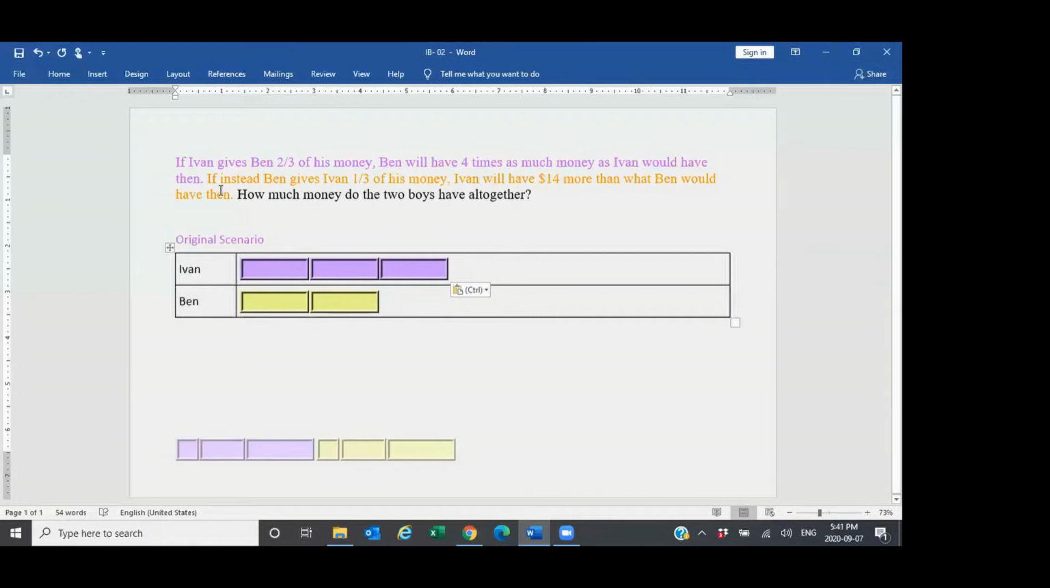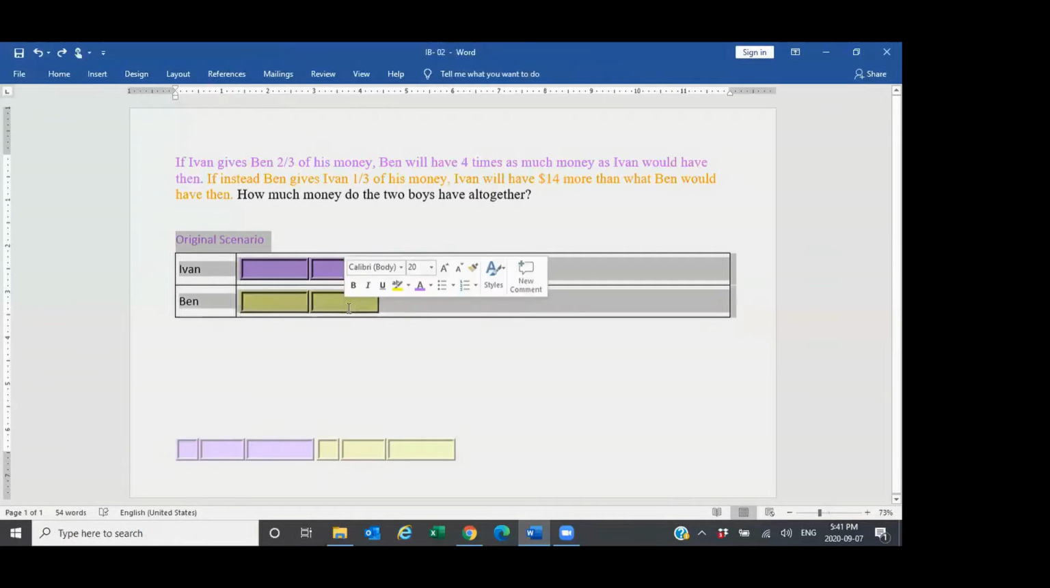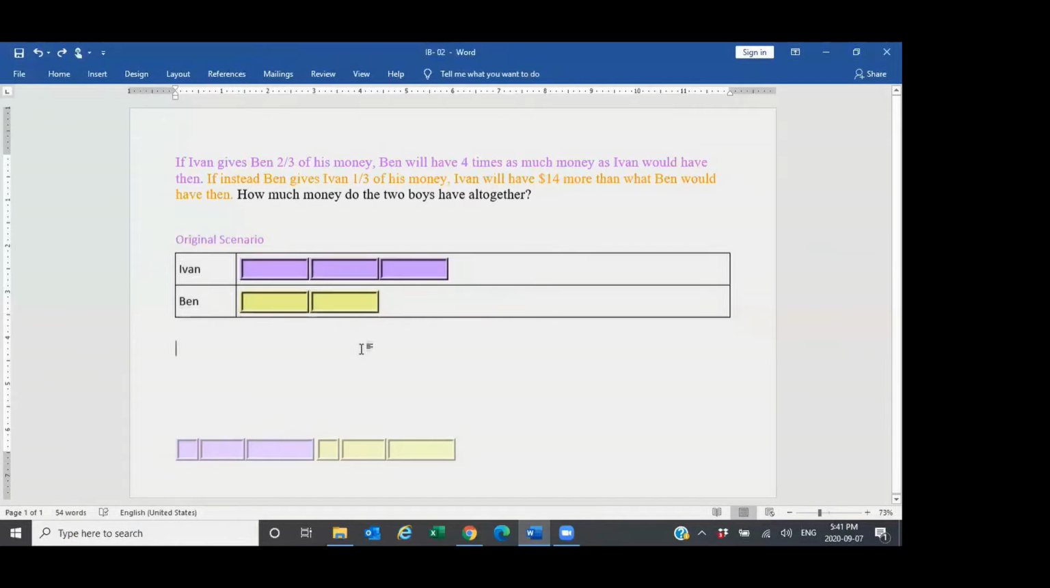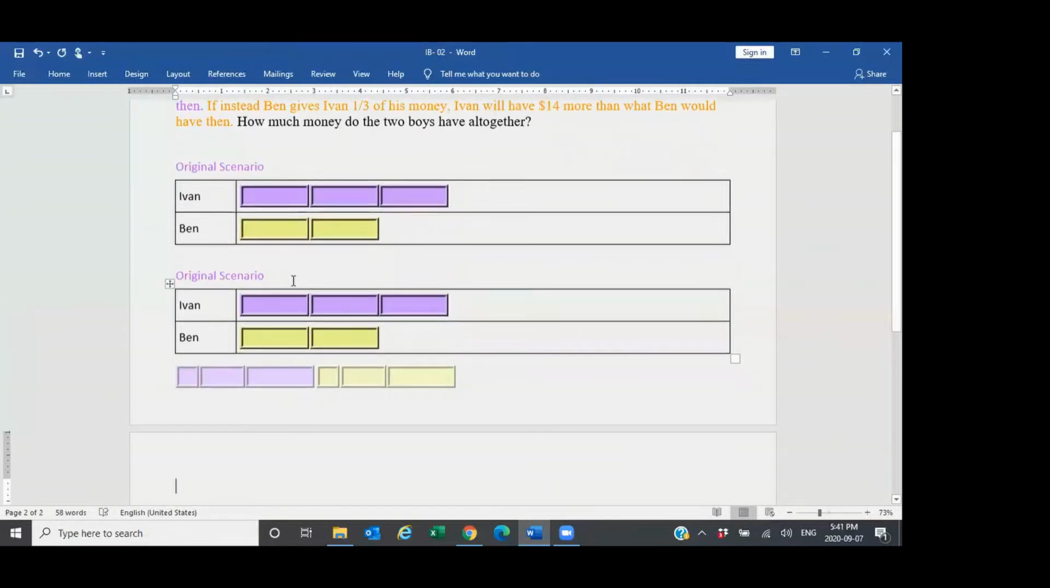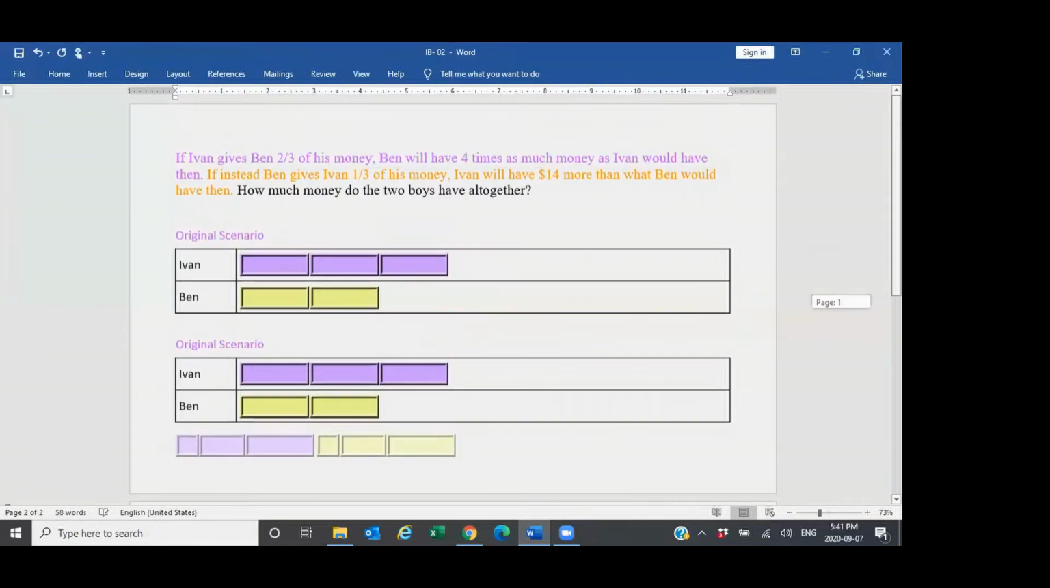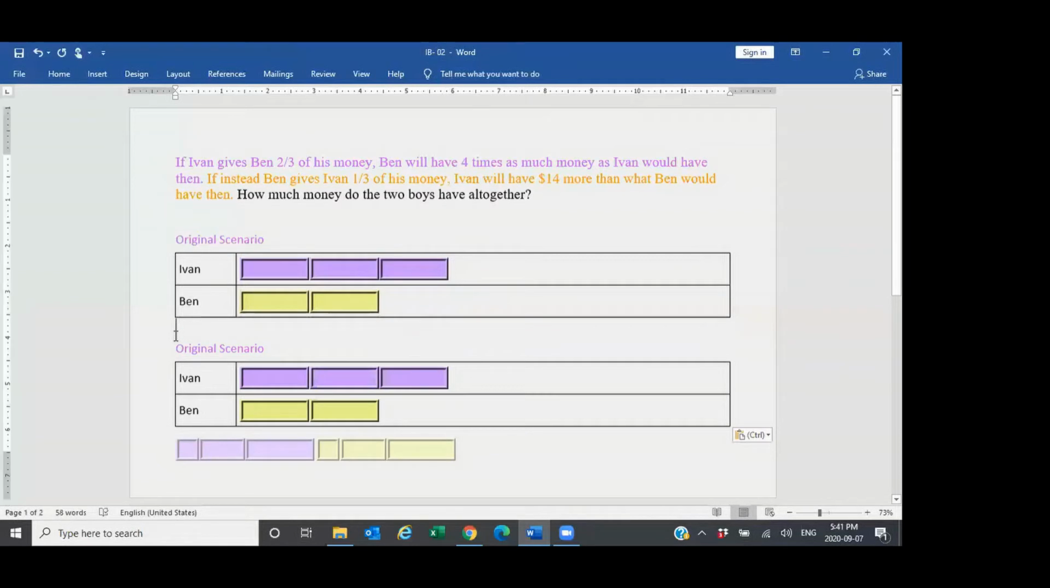Okay, so now we're working on this part of the question, the orange part. It says, if instead Ben gives Ivan 1/3 of his money, Ivan will have $14 more than what Ben would have then. All right. And to make another table, I'll just copy and paste this one because we're going to really need the original numbers so we could change them to match the question.